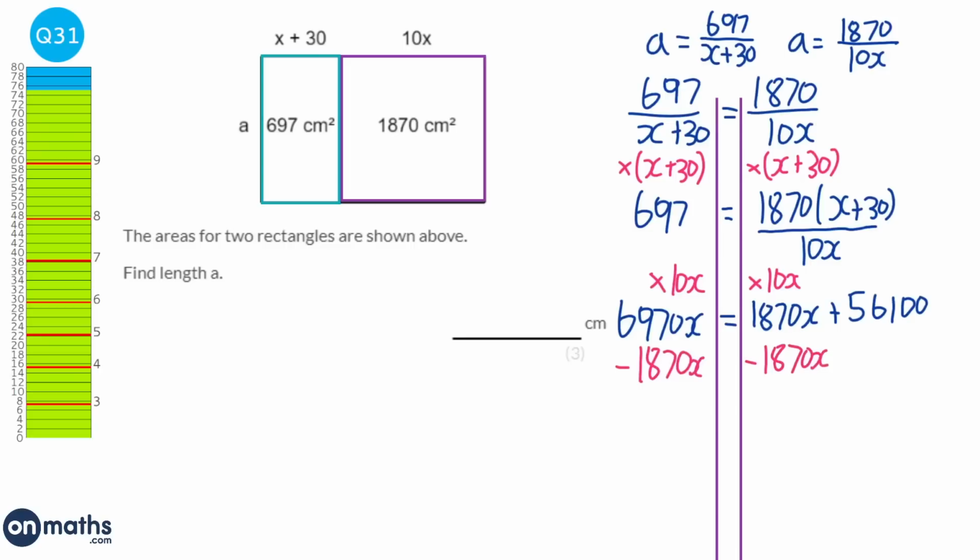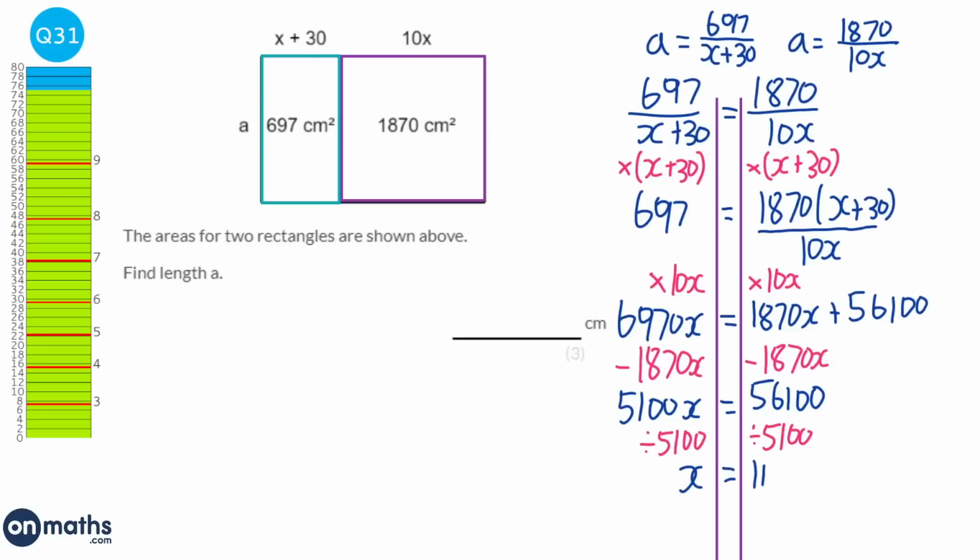And that will leave 5100x on the left hand side. And then obviously we've got the 56,100 on the right hand side. And we want to get rid of the 5,100, so we're just going to divide both sides by 5,100. And so we've got x equals 11.